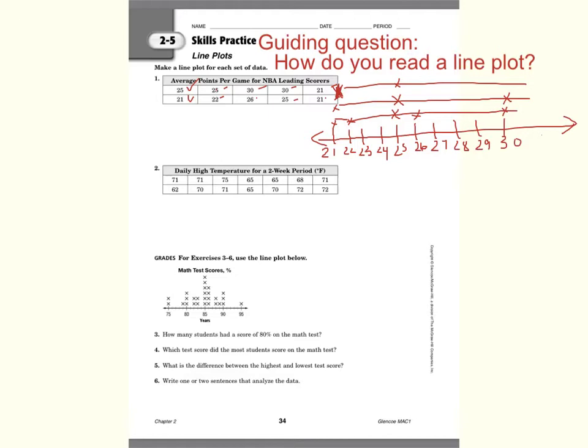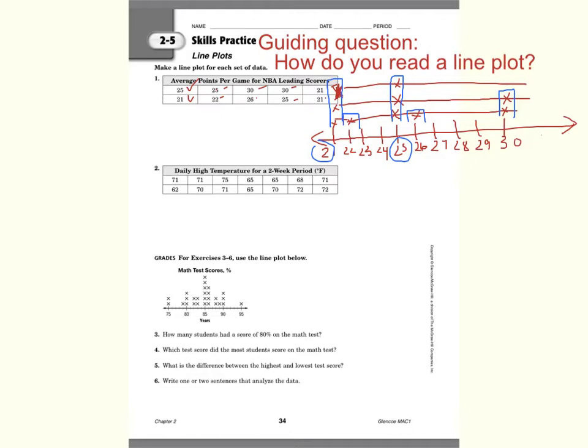I see that 25 is the most because it has a very tall height there, and so is 21. It also has one that's taller than all the others. What kind of graph does this remind you of when you look at it this way? That looks like a bar graph.